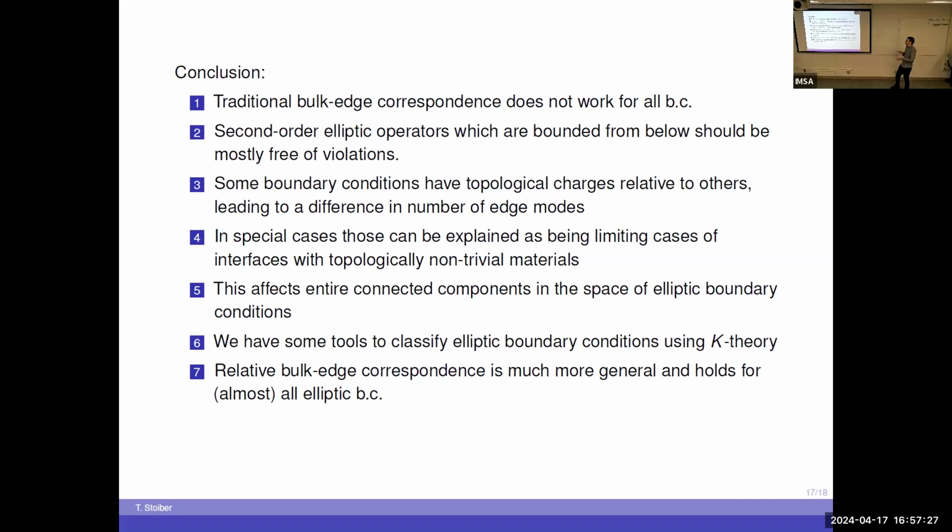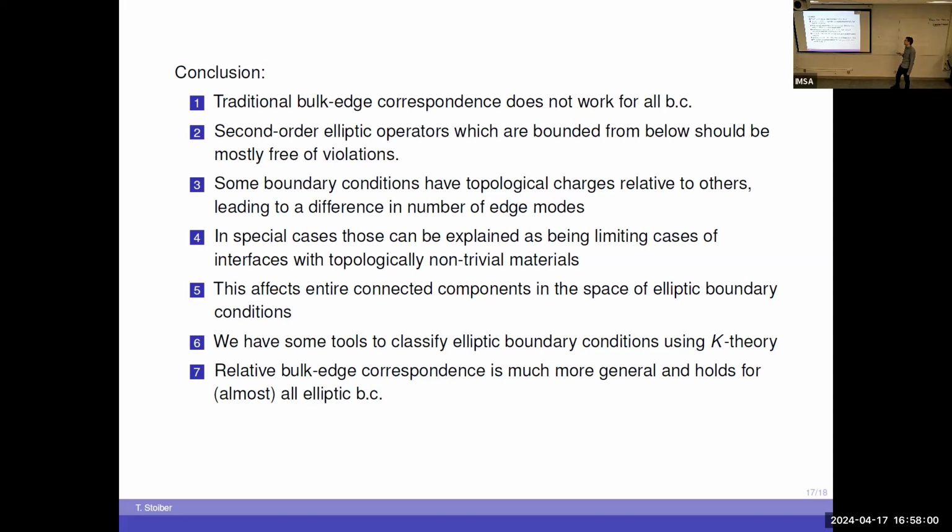And also one thing that I want to highlight is that these violations of bulk edge correspondence do not really just affect some isolated choices of boundary conditions. It's always entire connected components in the space of boundary conditions which have the same violation. So once you have some violations, that always affects many boundary conditions. But we can, in some sense, classify these connected components of boundary conditions within K-theory.